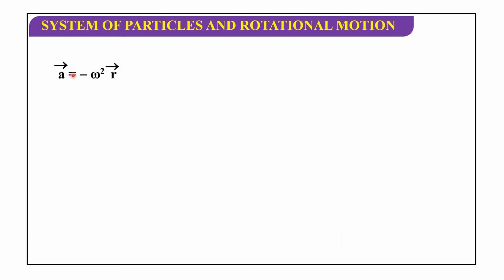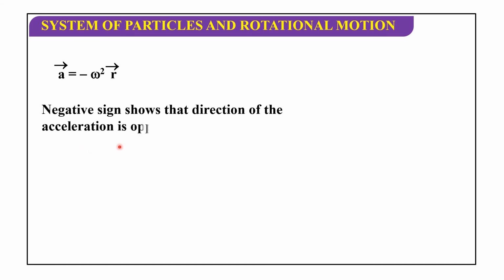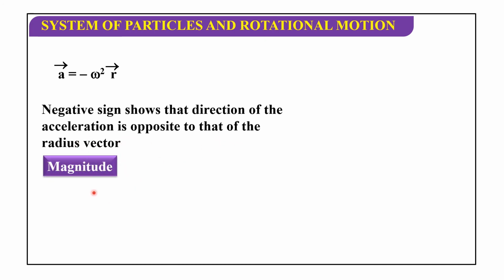Now A bar is equal to minus omega square R bar. So the negative sign shows that the direction of the acceleration is opposite to that of the radius vector. Here the negative sign indicates the opposite direction. So acceleration is opposite to that of the radius vector. Now its magnitude A is equal to omega square r, or A is equal to v square by r, since v is equal to r omega. This is the relation between linear speed and angular speed.